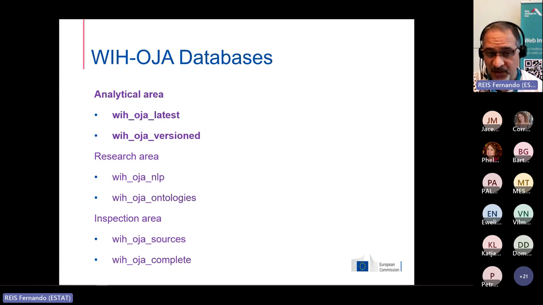And then in the inspection area, only accessible to what we call official statisticians, we have what we call the OJA complete. This is a copy of the OJA that we have in the analytical area, but with all the variables, so there is additional information. There are some additional variables that we're not going to put in the analytical area because they are confidential in particular. But sometimes they may be experimental.